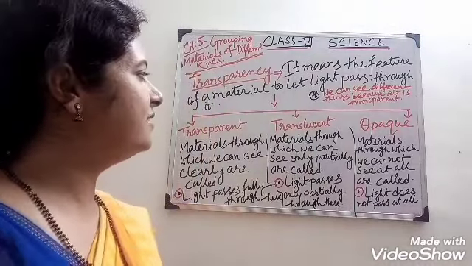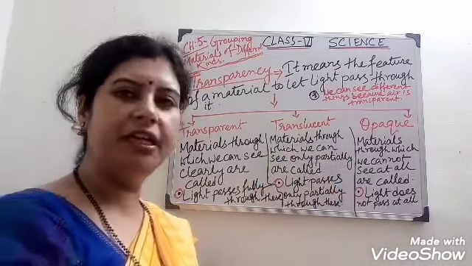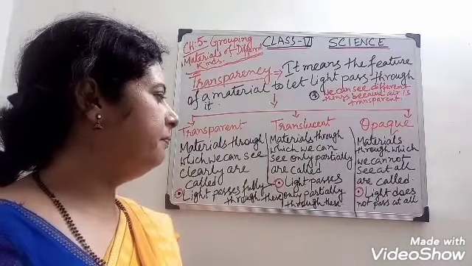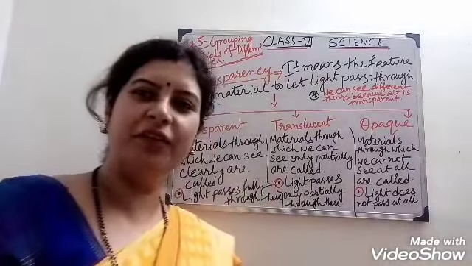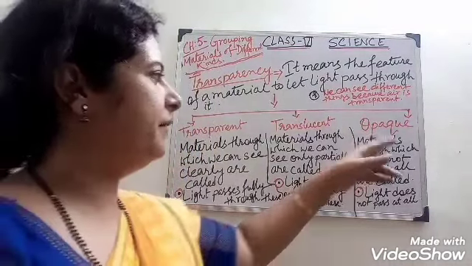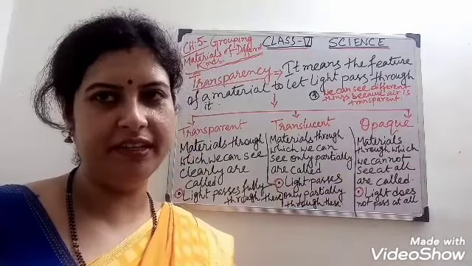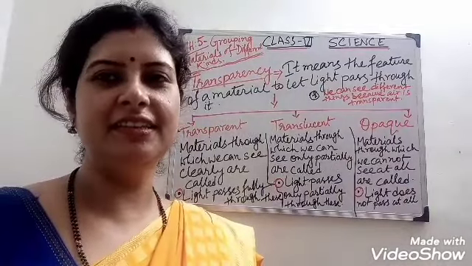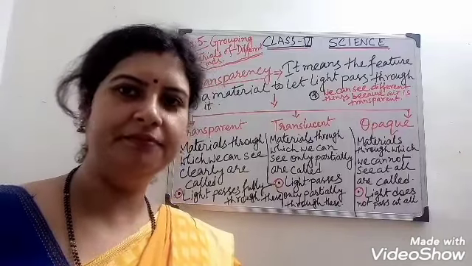Next, translucent materials. Materials through which we can see only partially are called translucent. It means here light passes partially, like this plastic. You can see it. Okay. Next, opaque materials. Materials through which we cannot see at all are called opaque materials, like this. Okay, this is an opaque material because this book cannot pass light at all.